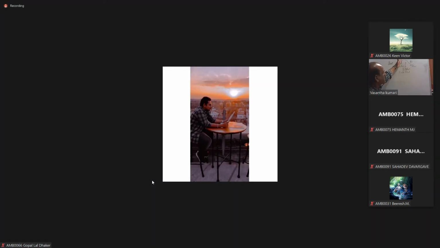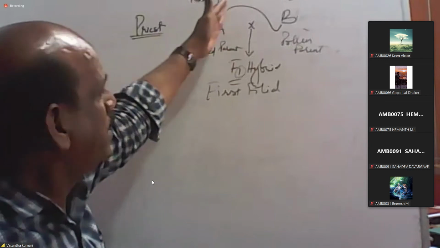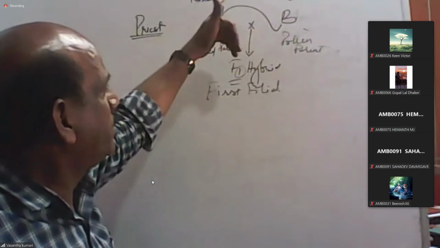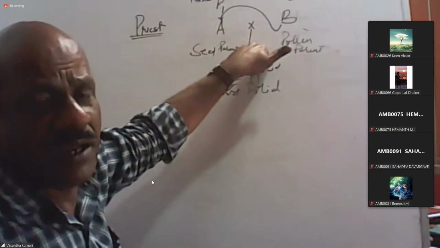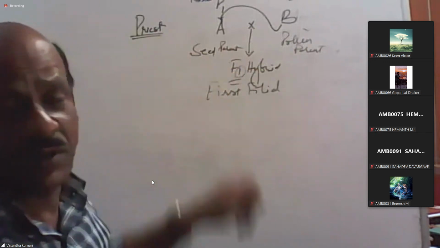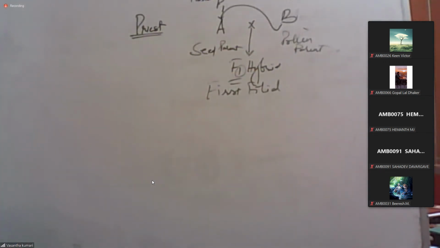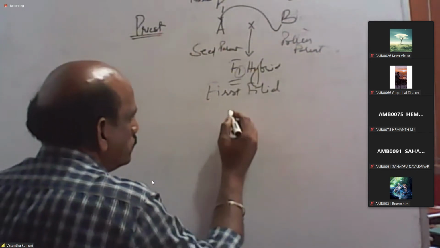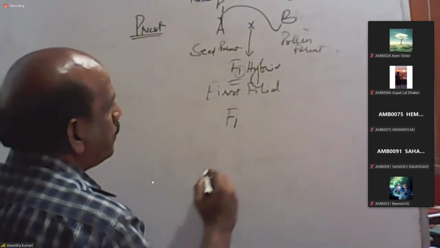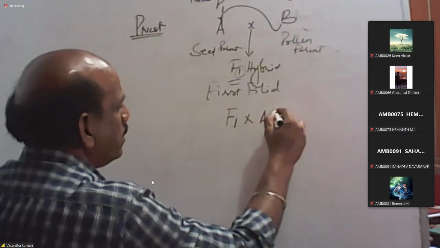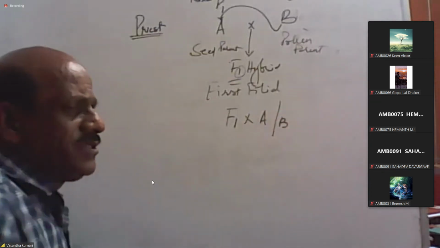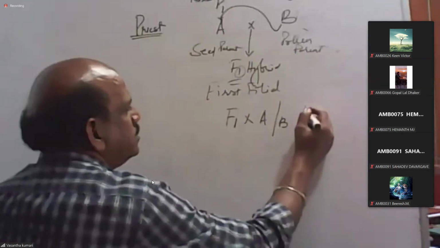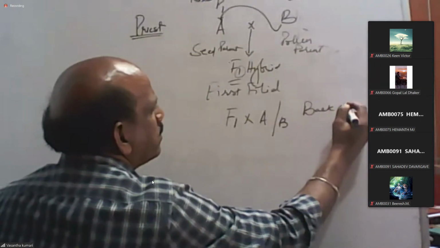The first parent that you write is the female. The second parent that you write is the male. When you make a cross between them, you get the F1. The F1 is regarded as the hybrid, the first filial generation. Well, if the F1 is crossed to either A or B, what is it called? Back cross. This is called the back cross.